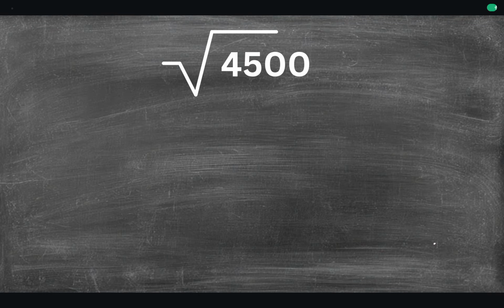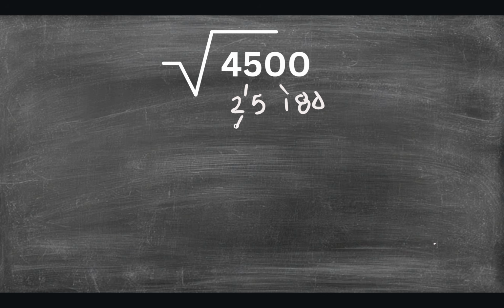In this video, let's go over how to simplify square root 4500. Let's begin with a factor tree to get all the prime numbers that multiply together to make up 4500. So let's begin with 25 times 180.